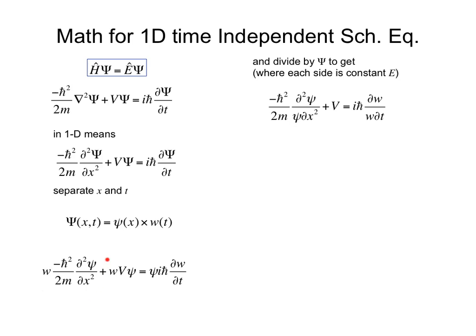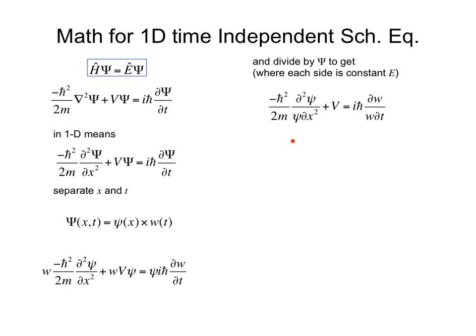Dividing the kinetic energy term here by full psi removes the w term and brings down a psi here, giving us the equation shown on the left. Similarly, the potential term divided by full psi gives us just the potential V. And finally, on the right, dividing by full psi removes the time-independent psi and brings a w on the right.